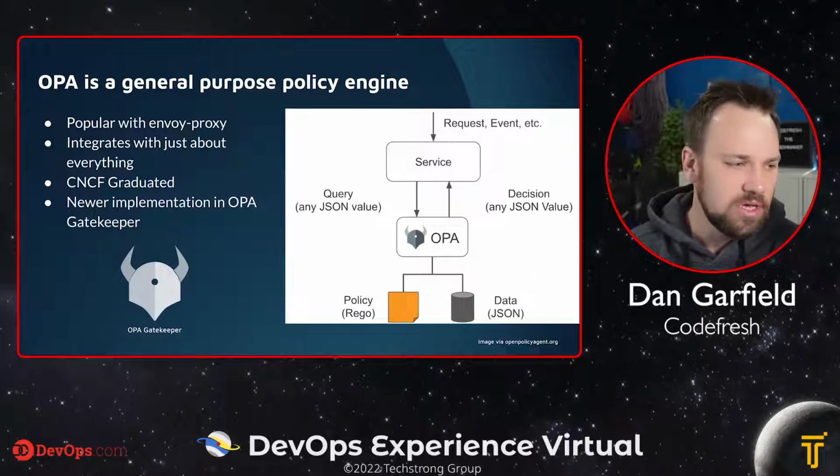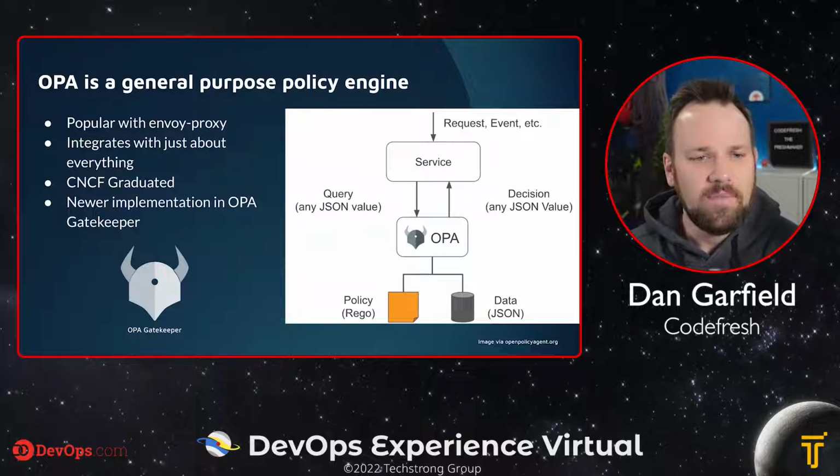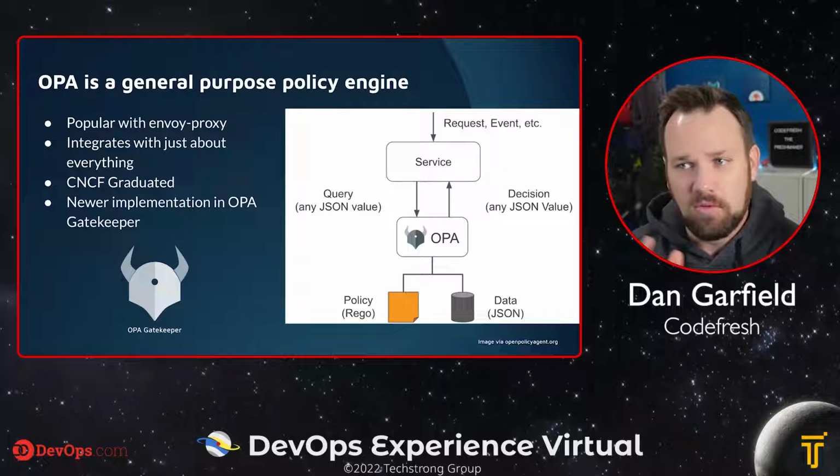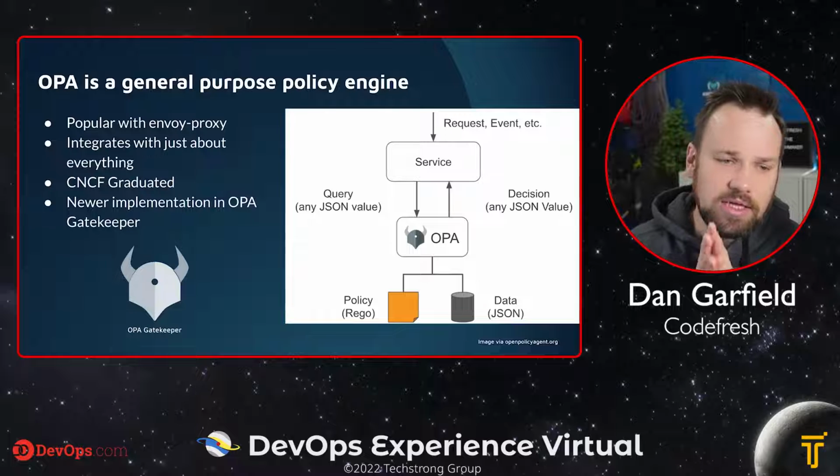So for example, you can basically set firewall rules on the service level and things like that. This is a graduated CNCF project. It's very well baked. It has a ton of tooling. It's very excellent. Now, a newer implementation of OPA is OPA Gatekeeper.